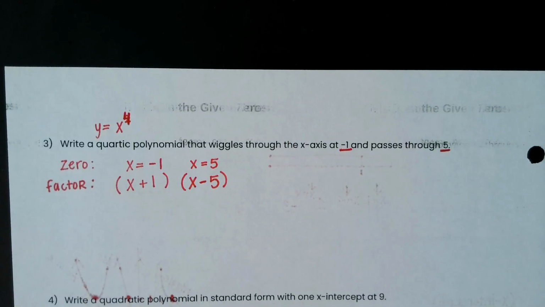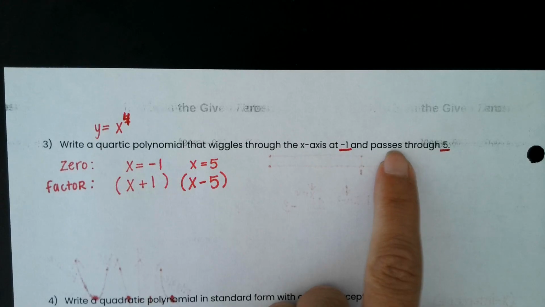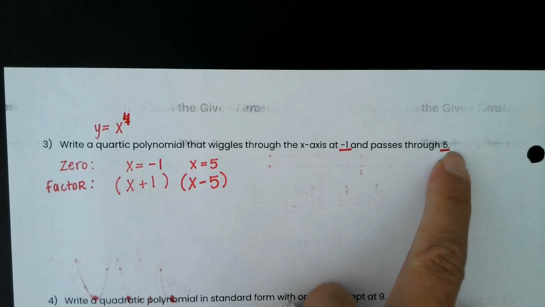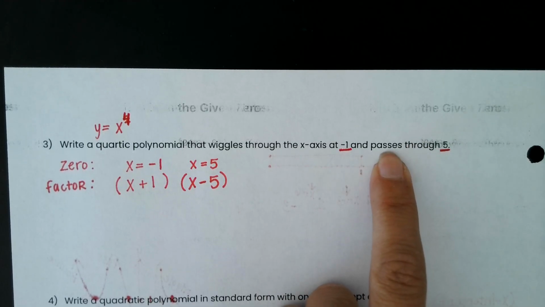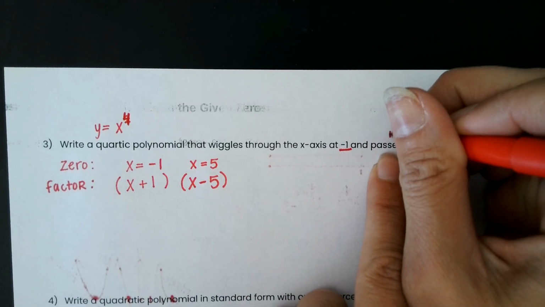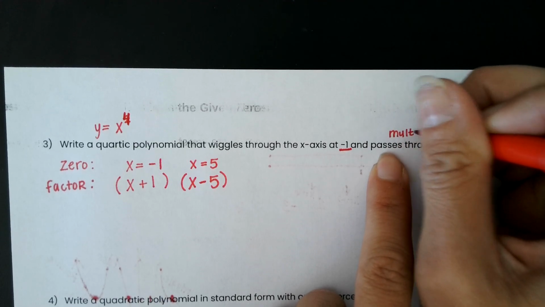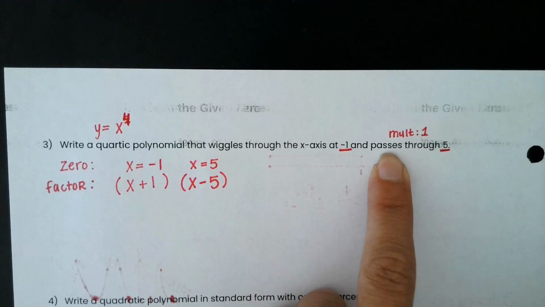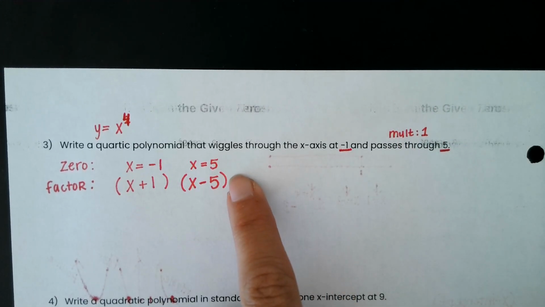Now we have to look at the multiplicity part. This is where the words wiggle, bounce and pass come into play. This one just passes through 5. Anytime you pass, the multiplicity is just 1. If you want, you can write the first power on the outside of the factor, but you don't have to, because there's an invisible 1 there.